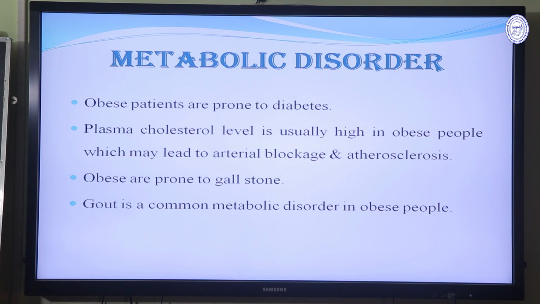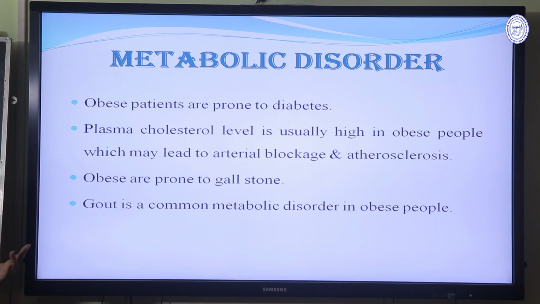Different metabolic disorders are there. Obese patients are more prone to diabetes, mainly type 2 diabetes. Plasma cholesterol level is usually high in obese patients due to accumulation of excess fat that may lead to arterial blockage and the occurrence and consequences of atherosclerosis.